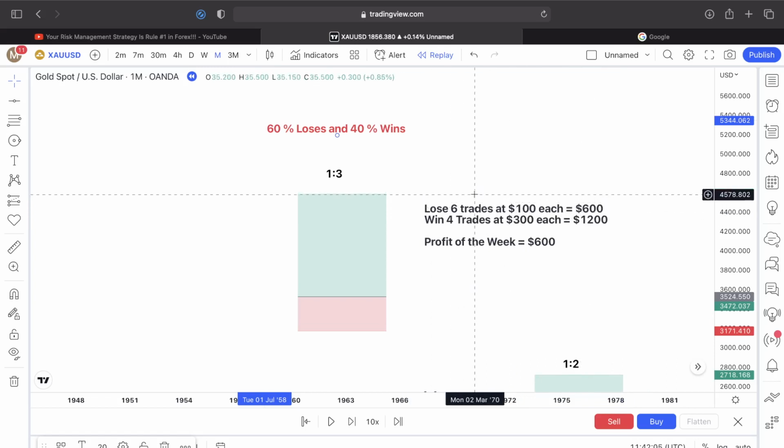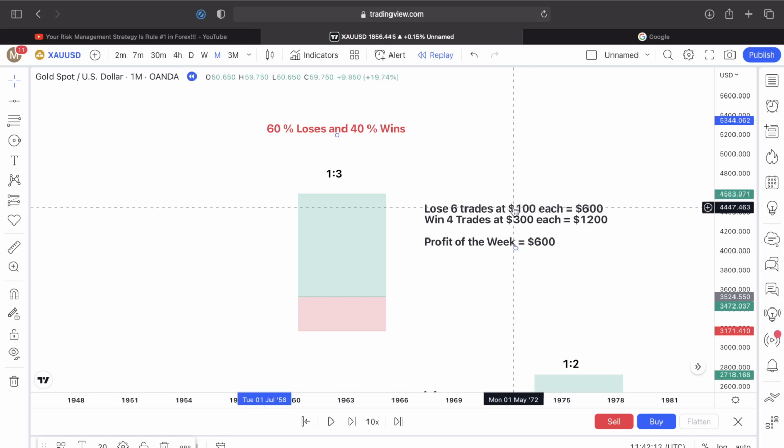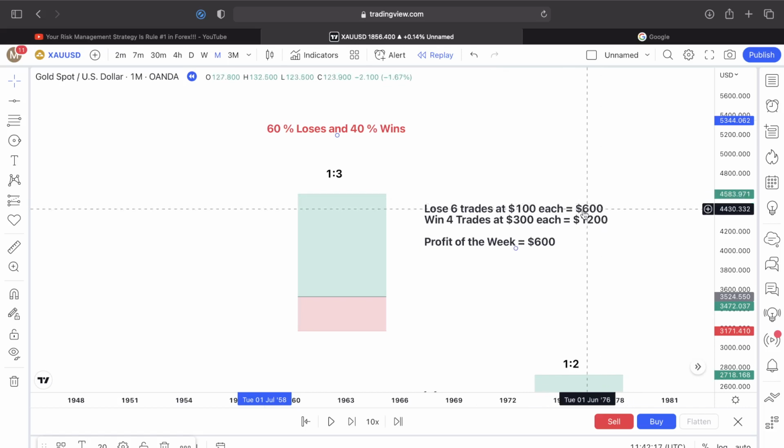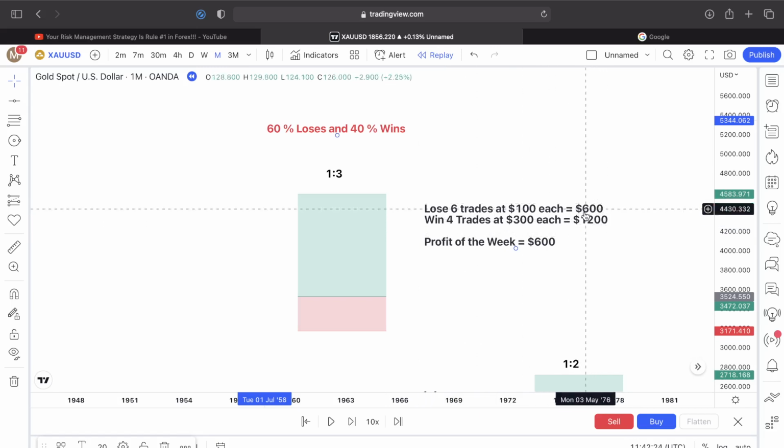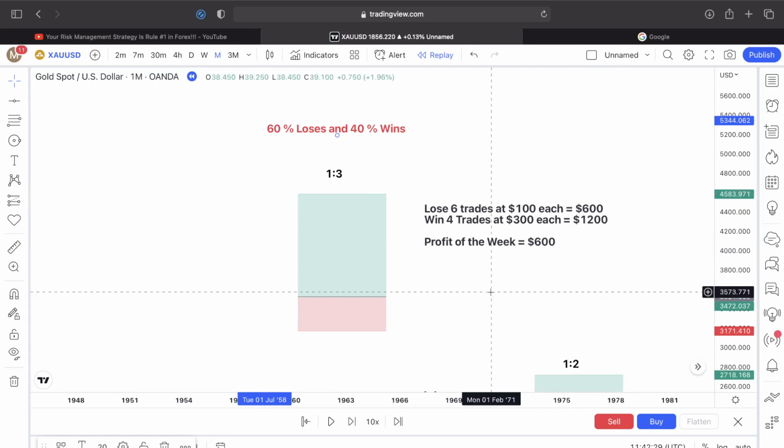Now, let us say the first 6 trades you take are 6 losses in a row in that week, and you lost $600. But imagine if you win 4 of those trades. You make $1,200, and minus the losses, you have made $600 in the week. That's why you need risk reward, 1-to-3 risk reward. Those risk rewards will help you to stay consistent in the market.